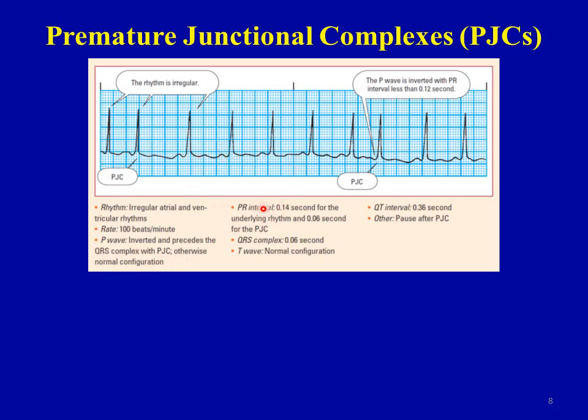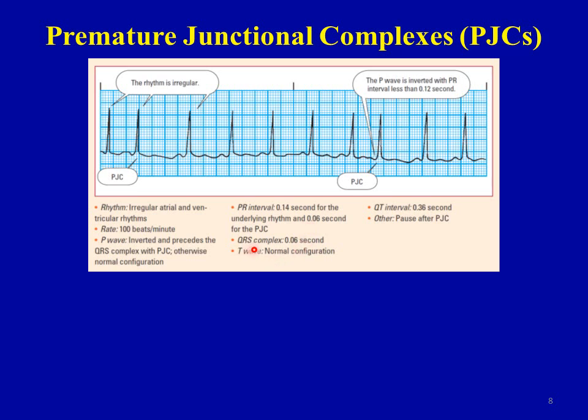The PR interval is 0.14 seconds for the underlying rhythm and 0.06 seconds for the premature junctional complex. You can see, as I said in the previous slide, here we have a short PR interval in the case of the premature junctional complexes.